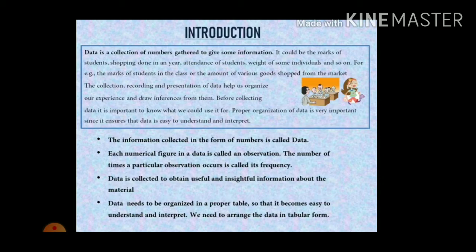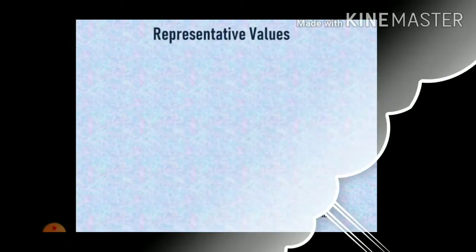Every numerical figure in a data is called observation. The number of times a particular observation occurs is called a frequency. Data is collected to obtain useful and insightful information about the material. Data needs to be organized in a proper table so that it becomes easy to understand and interpret. We need to arrange the data in tabular form.